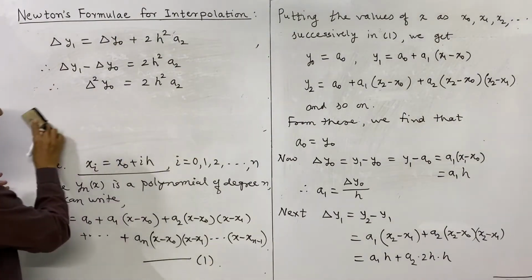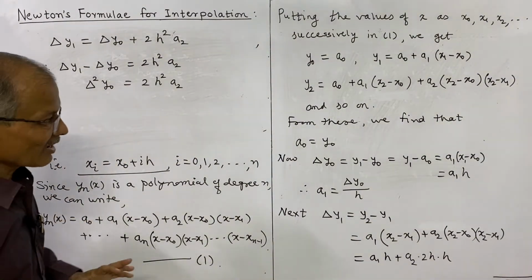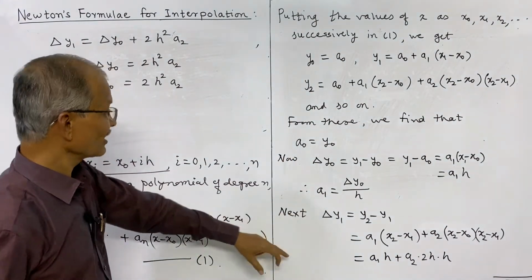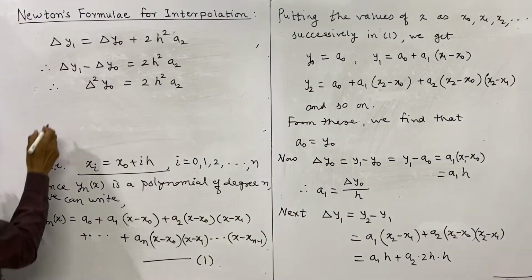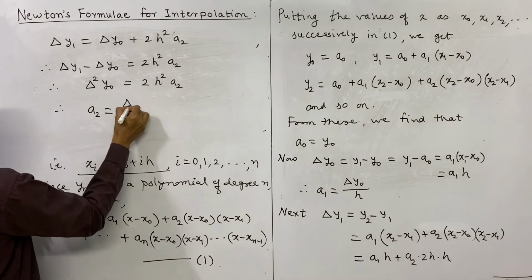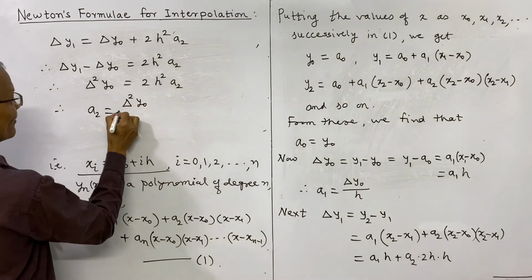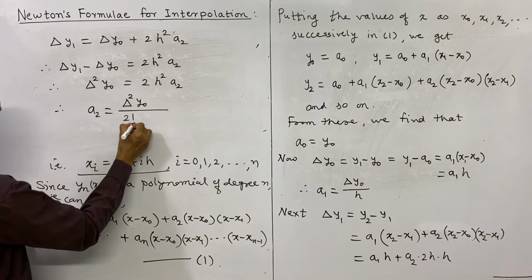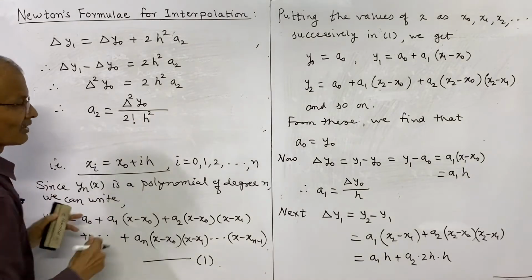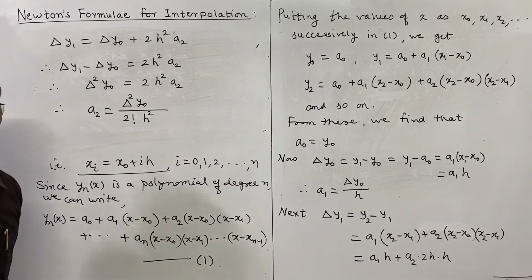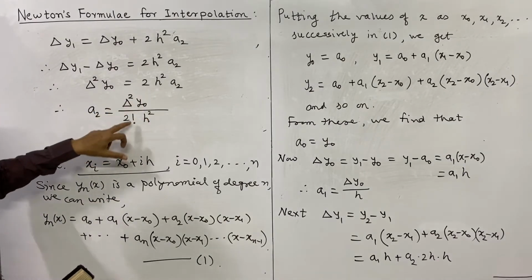And now this gives the value of a2. So what we are doing is we are obtaining these coefficients. a0 obtained, a1 obtained, now we have obtained a2, and therefore a2 is equal to delta square y0 divided by 2h square, but that 2 can be written as 2 factorial into h square. It is because the remaining terms will occur in factorials, and thus this value is the same.